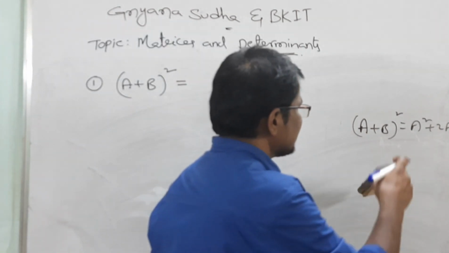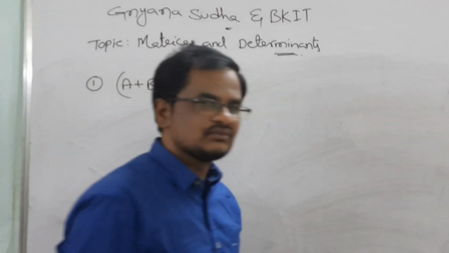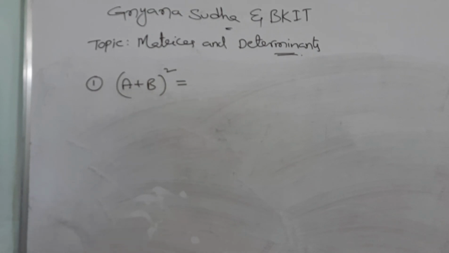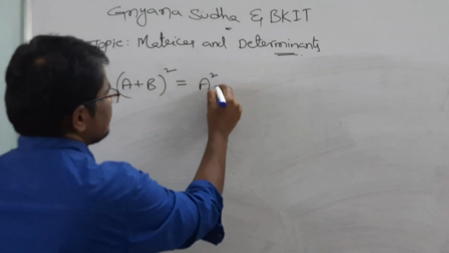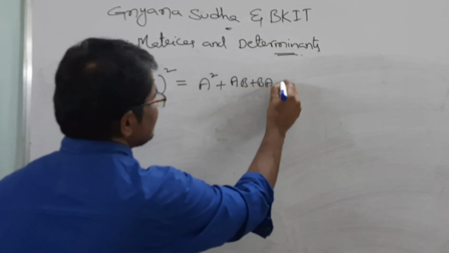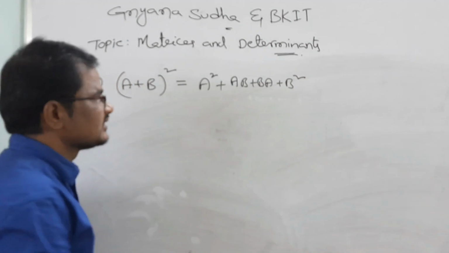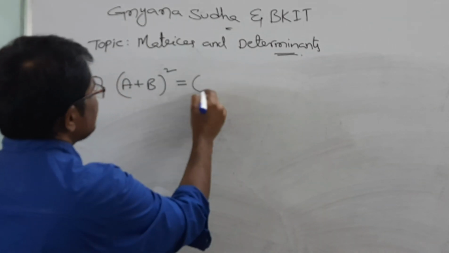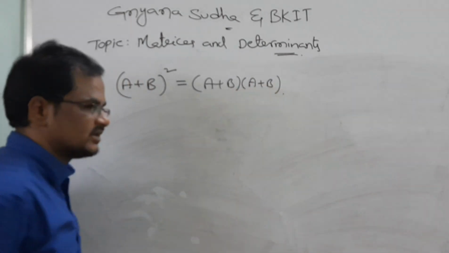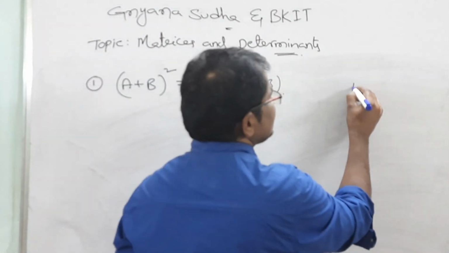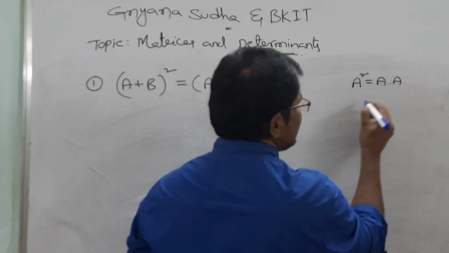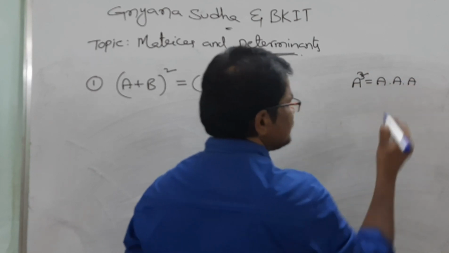But here, if A and B are matrices, we can't take it like that. Okay. (A plus B) whole square equals A square plus AB plus BA plus B square. How to get this one? We have to write (A plus B) whole square as A plus B into A plus B. Because if A is a matrix, A square is A into A, and A cube is A into A into A.